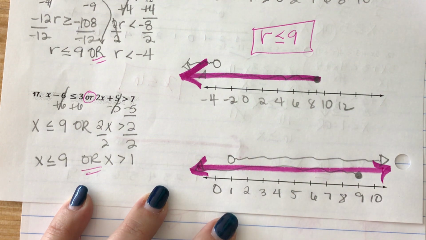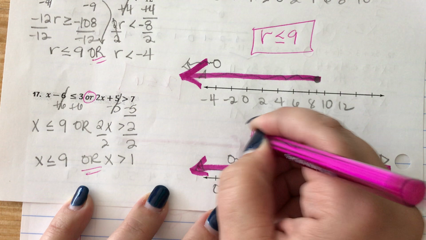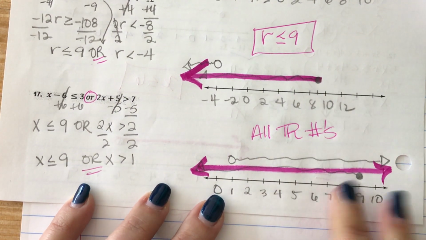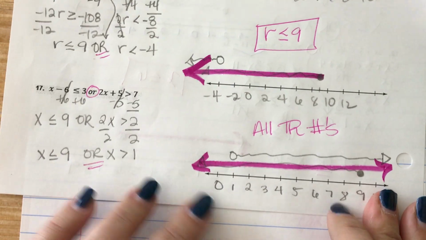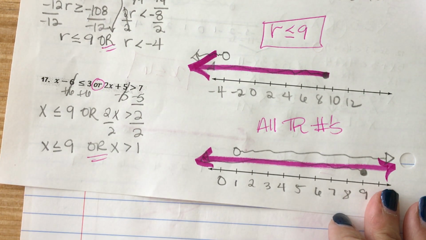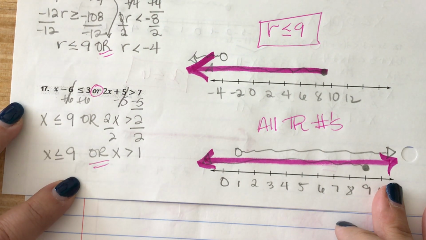Guys, this is the entire number line. This is all real numbers. So this solution here is all real numbers. Any real number you pick, you can plug in here and it'll be true either for this one or for that one. So any real number will work, okay?